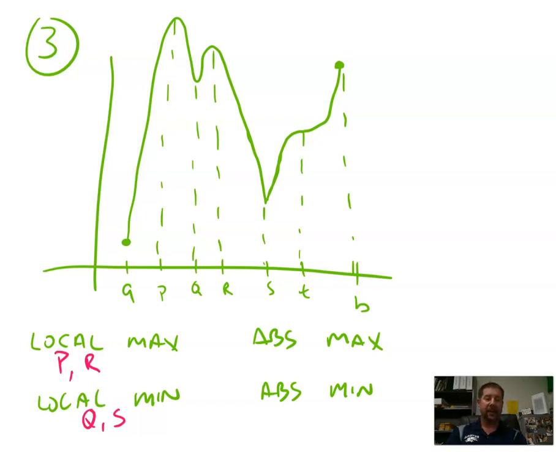In this case, I'd say our absolute max, the highest of the high, is at P, and the absolute min is at the endpoint A. You might be wondering about T here. T is not a min or a max. It looks like it kind of levels off, but doesn't actually turn around. So that would be neither a min nor a max. All right, there's your answer.